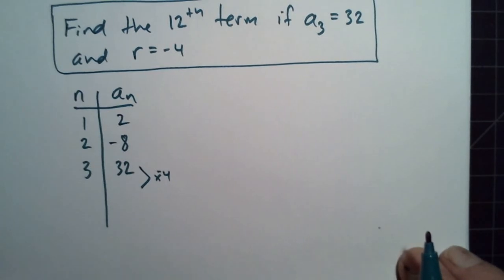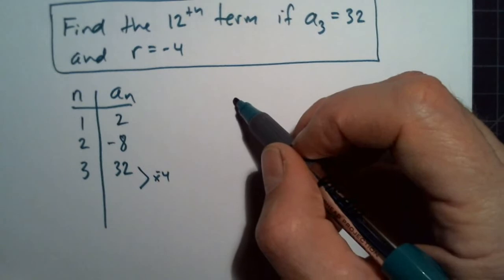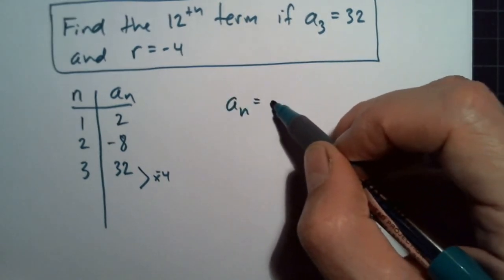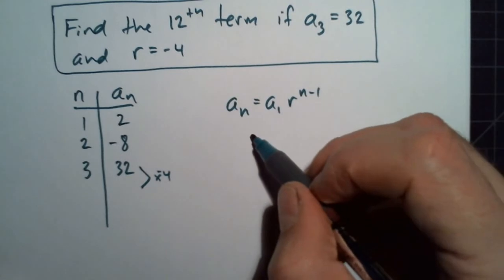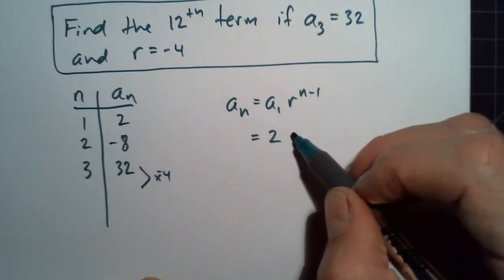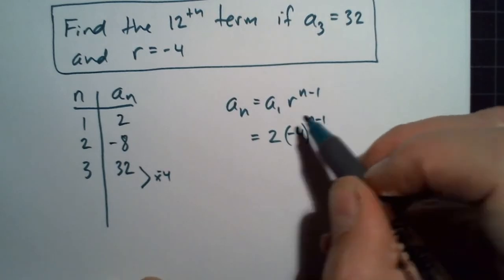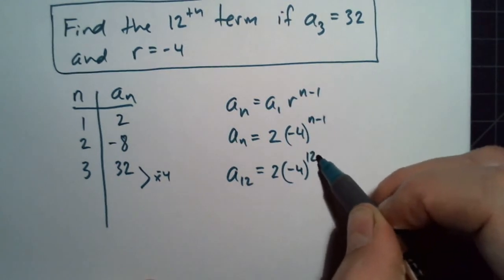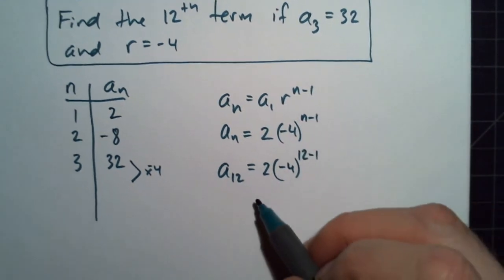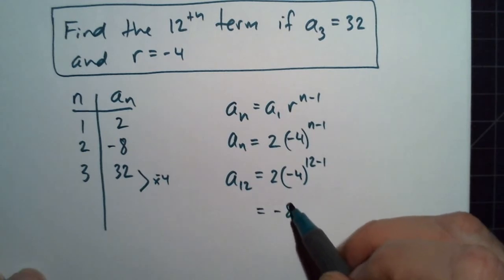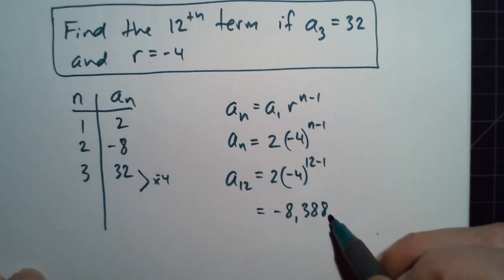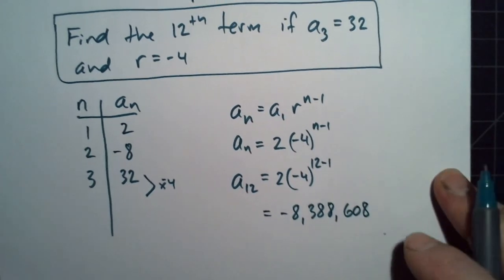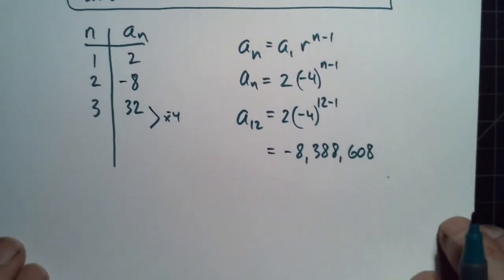We need to find the 12th term. So based on what we did here, we would have a(n) equals a1r to the n minus 1. a1 is 2, r is -4 to the n minus 1. To find the 12th term, we just do this, and we have that number.